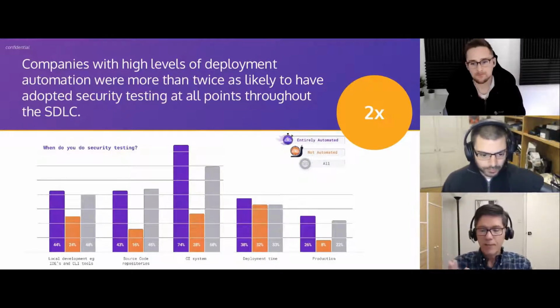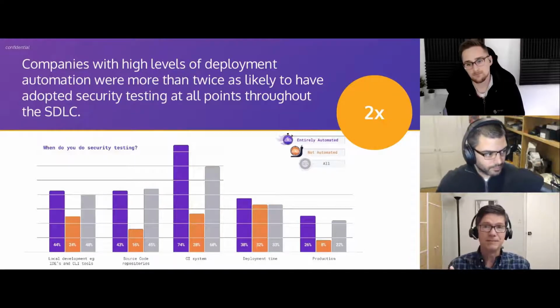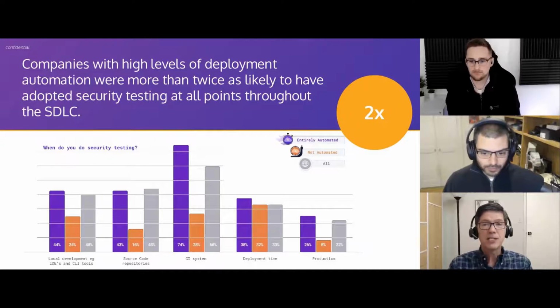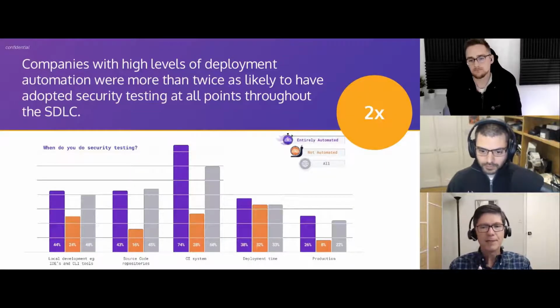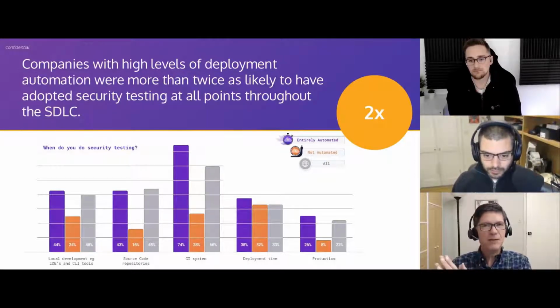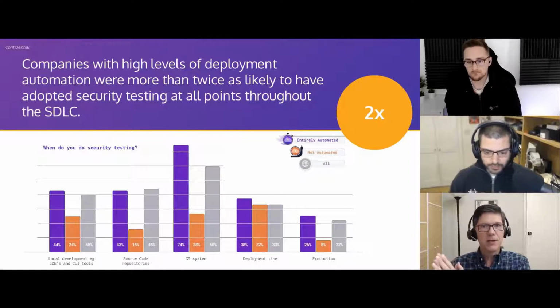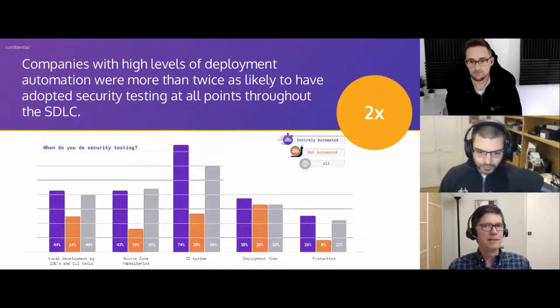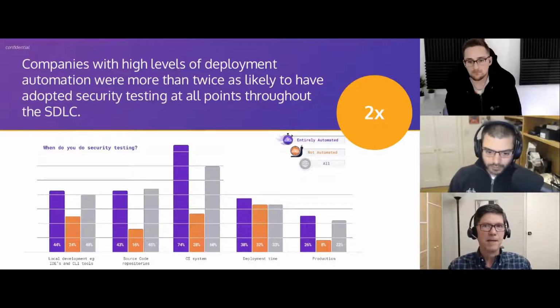Why is shift right important? Well, that's where all the attacks happen, right? That's where the application is actually connected to the internet. And what if you have some applications that are deployed, but actually they didn't run through the software development pipeline that you so nicely instrumented?